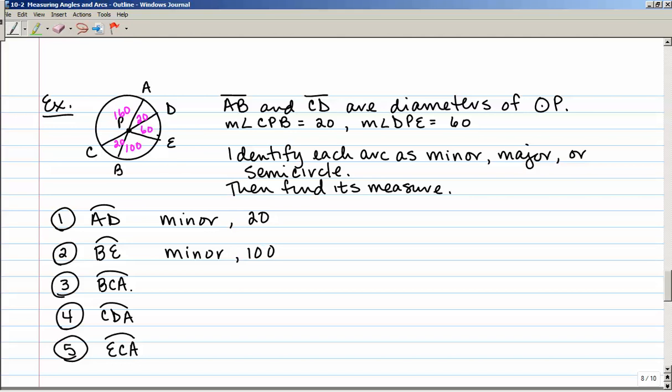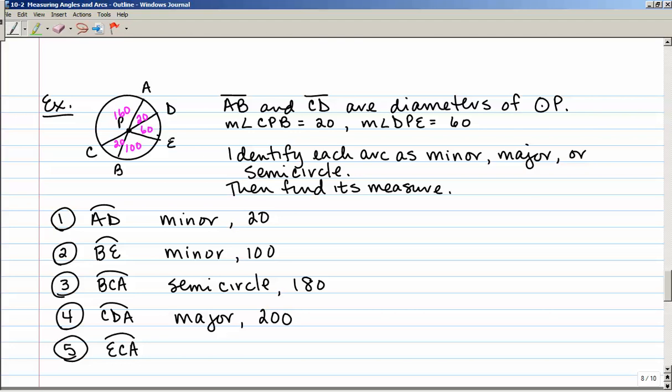Arc BCA, from B through C over to A, notice that that's actually a semicircle. And by definition, its measure is 180. And arc CDA is going to be a major arc because that's more than a semicircle. So from C through D to A, that's a semicircle, which is 180 plus 20, or 200.